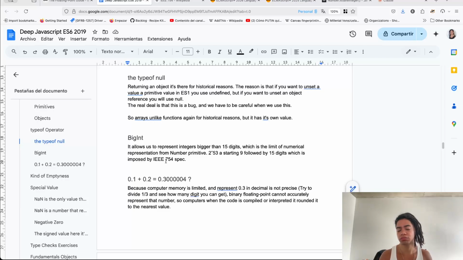And well, also the case of 0.1 plus 0.2 being equal to 0.3, and why it doesn't give you 0.3 exactly: since computer memory is limited, representing 0.3 in decimal is not accurate. Try to divide 1 by 3 and see how many digits you can get. We can think of this as a way to force our brains to think.